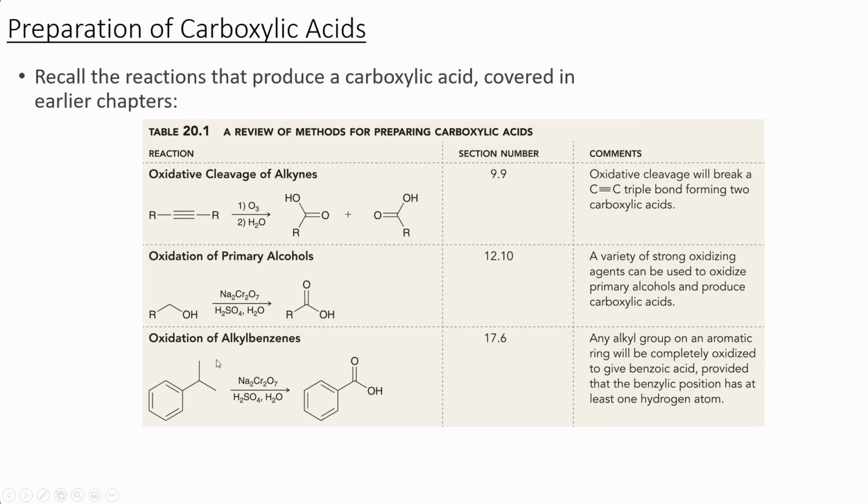And the carbon in the benzylic position next to a benzene ring is going to be susceptible to oxidation. So in this case, we cleave both of these carbon-carbon bonds and take the carbon all the way up to the carboxylic acid. Remember, the requirement for this reaction to occur is at least 1 proton in the benzylic position.